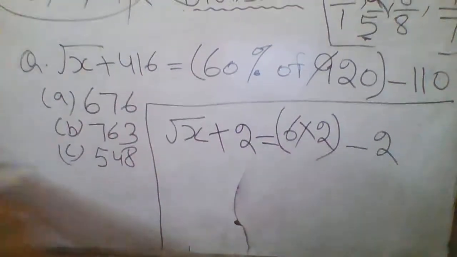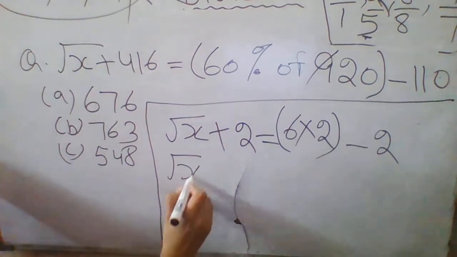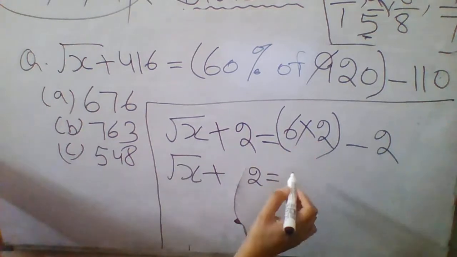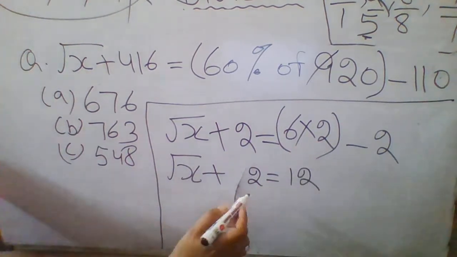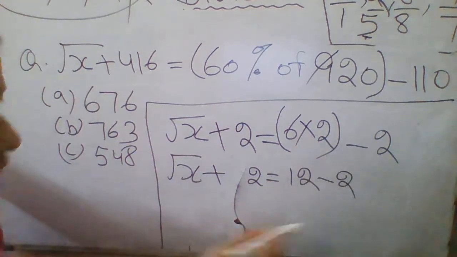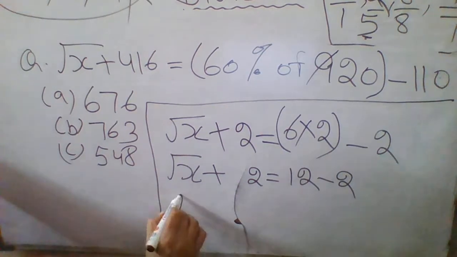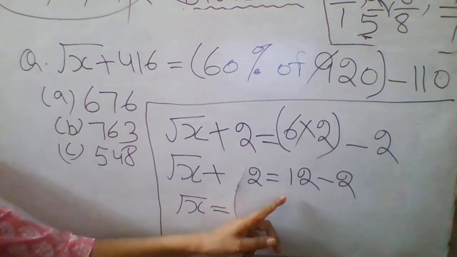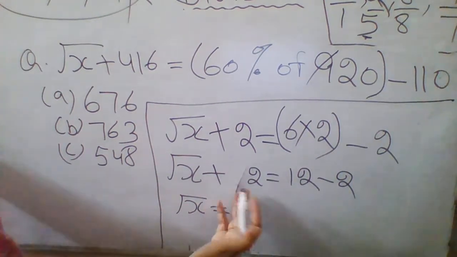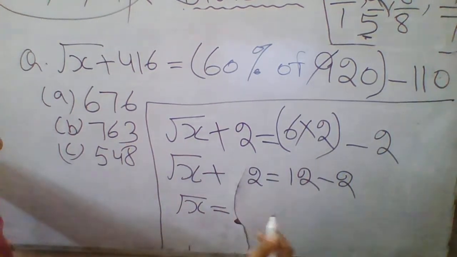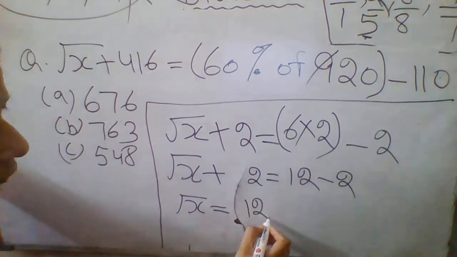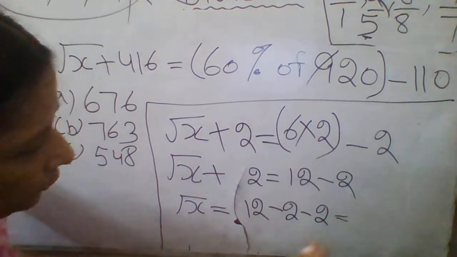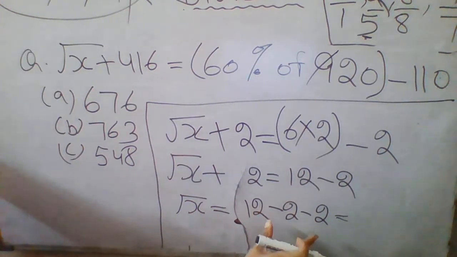See, under root x. Okay. Now plus 2 is equal to 6 to the 12. Okay. Minus 2. So what you will do? Under root x is now equal to, I am going to write down, now I will take this 2 on the right hand side. Now 12 minus 2 minus 2. So how will I do this? 12 minus 4.